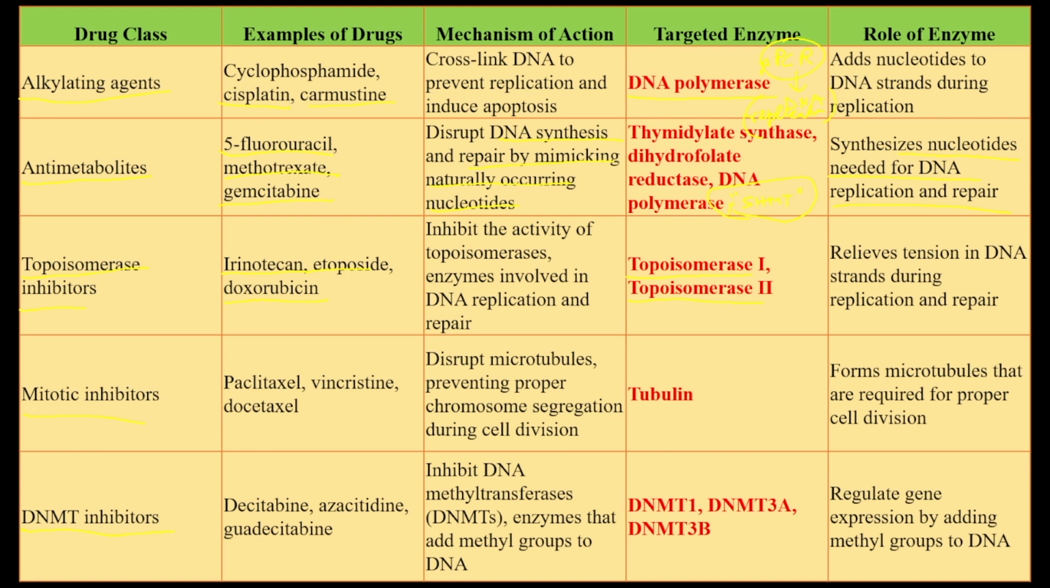Then we have the mitotic inhibitors. So paclitaxel, vincristine, and docetaxel disrupt the microtubules, preventing proper chromosomal segregation. The target molecule is the tubulin proteins, which form the microtubules that are required for proper cell division. Then we have DNMT inhibitors.